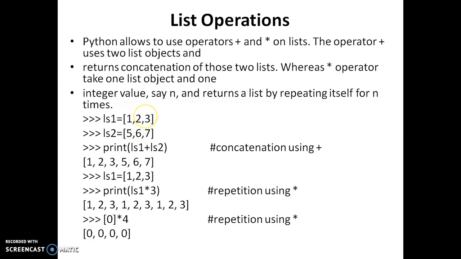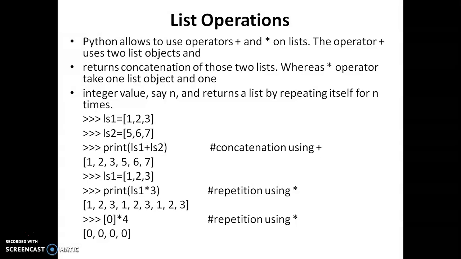Okay. So how the star operator works is, it will display the particular elements of the list repeatedly. Say for example, here we have ls1 equals 1 comma 2 comma 3. If I use print ls1 into 3, it will display it three times. Also we can use the star operation for repetition like [0] into 4. So in the particular list, if there is only one element, that is taken 4 times.